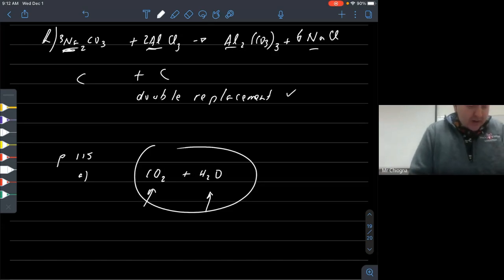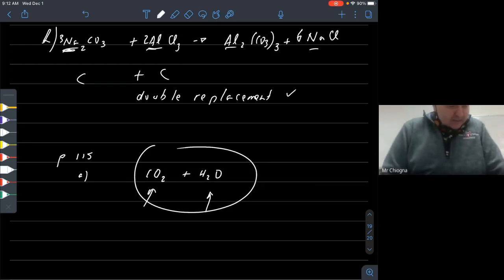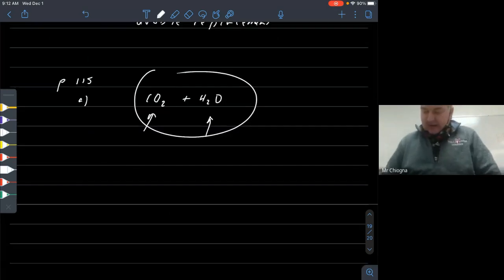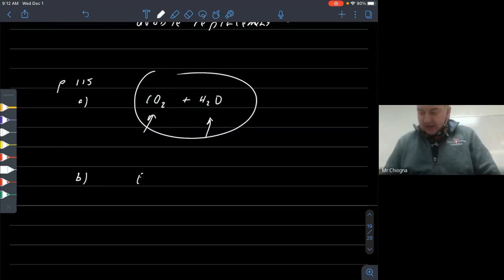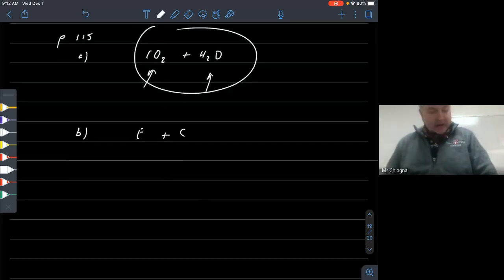Okay, next reaction, chlorine plus KI. Here's your clue. You've got an element plus a compound. What do you think? Single replacement. Now here's what happens.